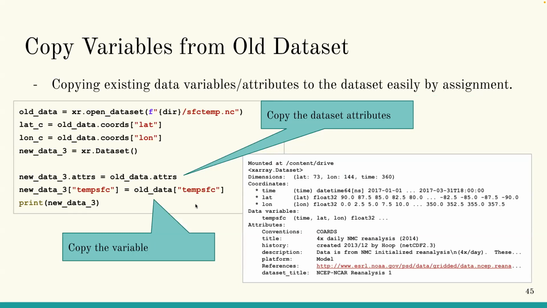Okay, what if you want to copy the old variables from the old data? It's pretty easy, right? You have the old data in here. I've actually named that data set old data in here. Okay, so you will read the latitude and longitude from the old data.